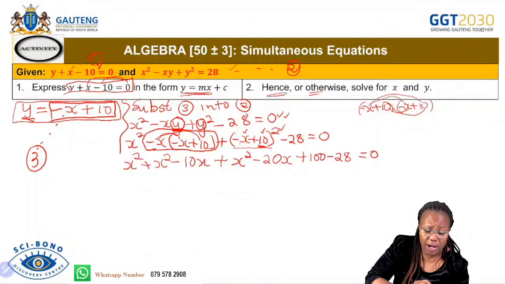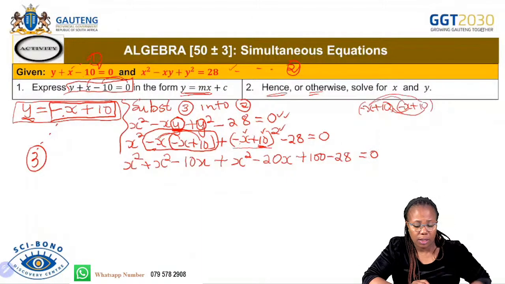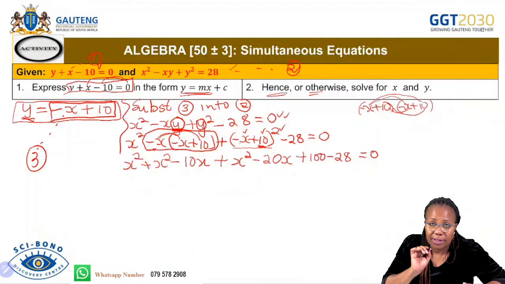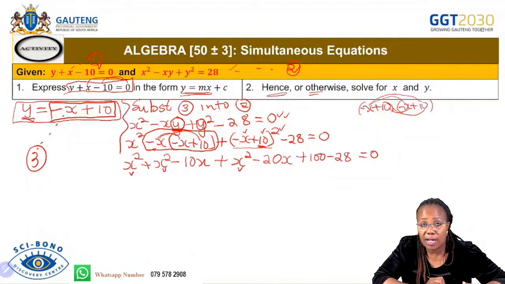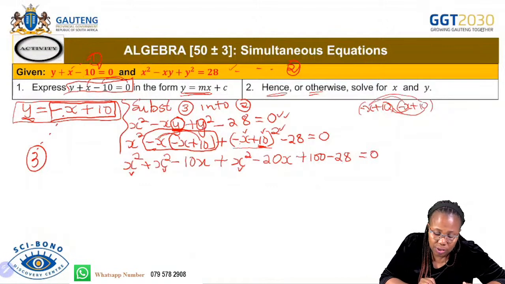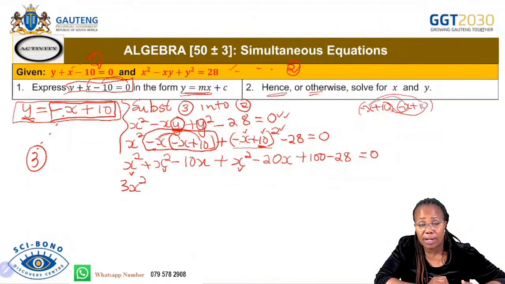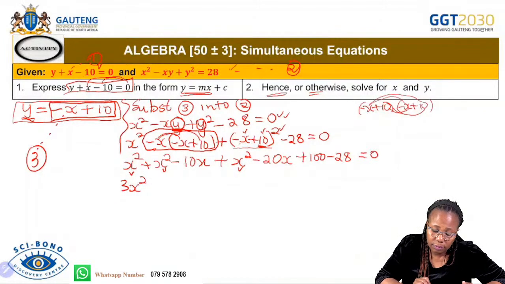And then from here now we are going to add like terms. Like terms, they must have the same exponent. Can you see that exponent there? That is x squared, x squared. We are going to add all the x squared. It's 1x squared plus 1, which is 3x squared. We are done with the x squared now. We move to x. We are having minus 10x minus 20x, which is giving us the minus 30x.